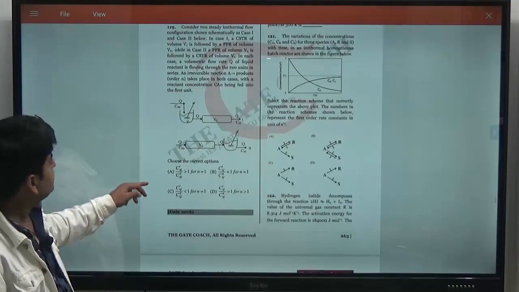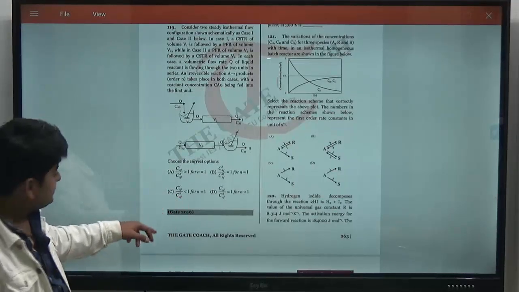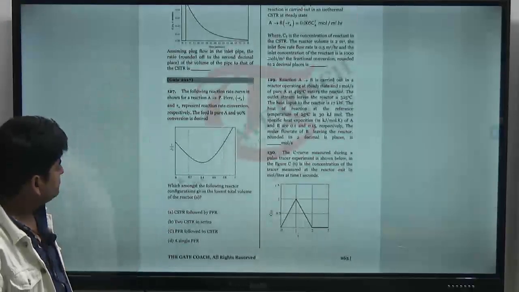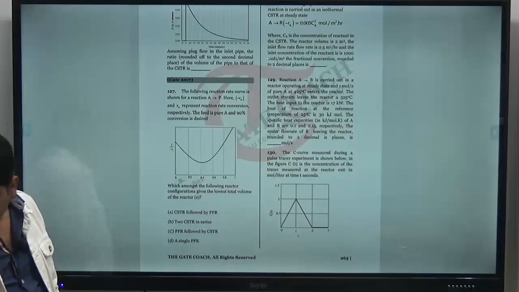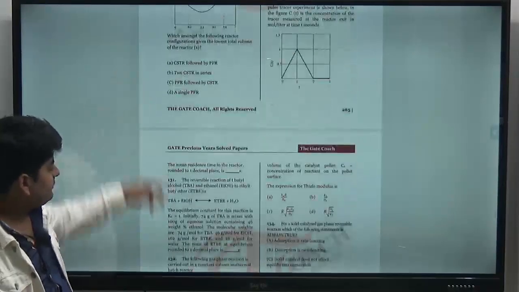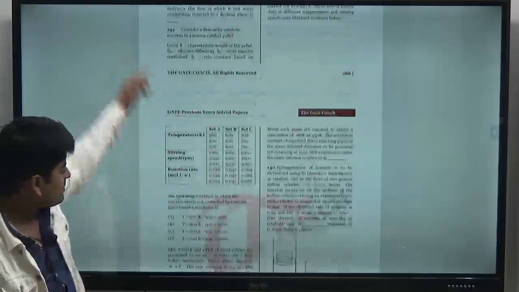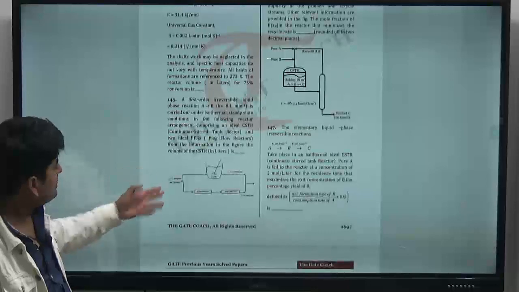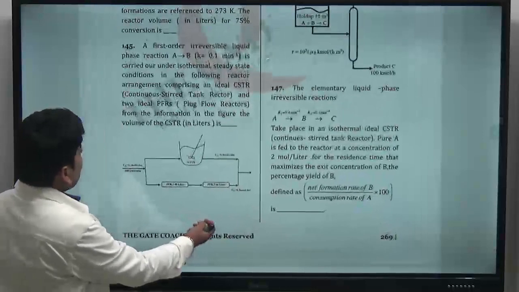Now let's move to the next question, that is 119. 119 is done. Then 127. This type of question, I will tell you how to solve such things. 145.